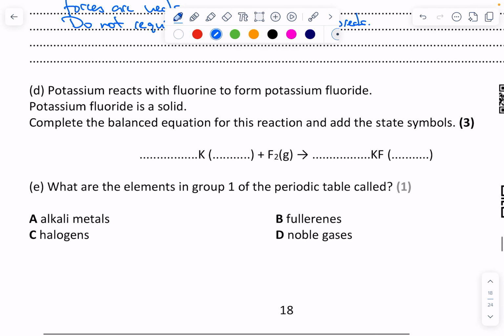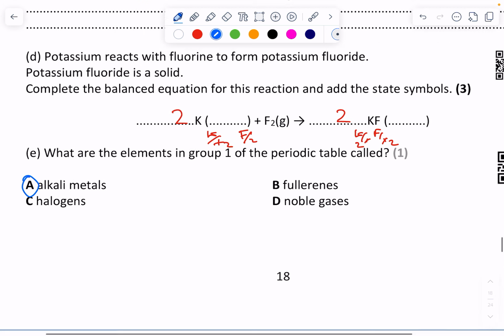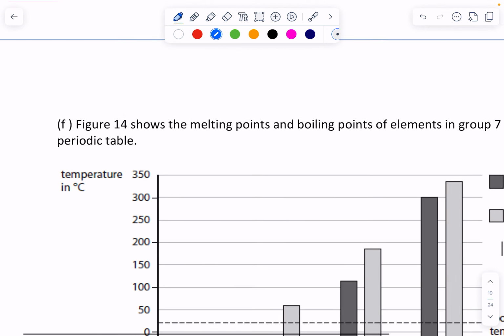And then we've got, complete the balanced equation for this reaction. So all I'm going to do here is do it in a different colour. So there's 1 potassium on this side, and there are 2 fluorines. Over here I've got 1 of each. So what I need to do is times this by 2, and then this by 2, in order to get this to work. So that gives me 2 potassiums and 2 potassiums and 2 fluorines. Group 1 elements are called the alkali metals. So we've got that there as well.